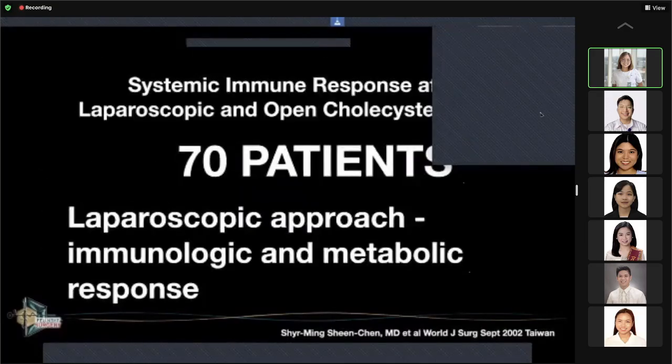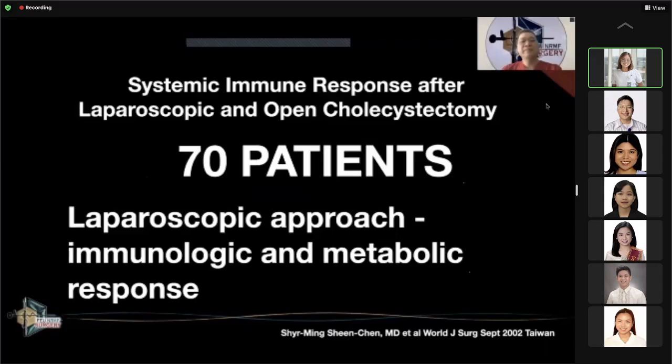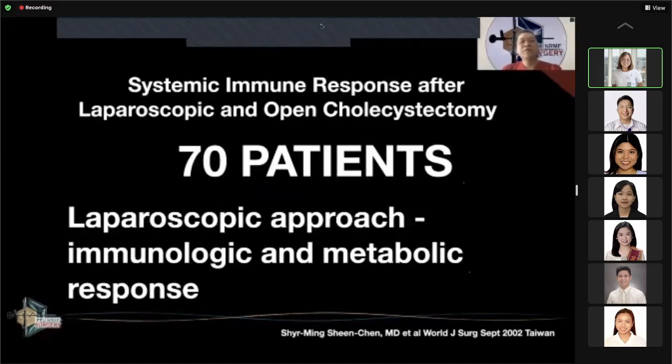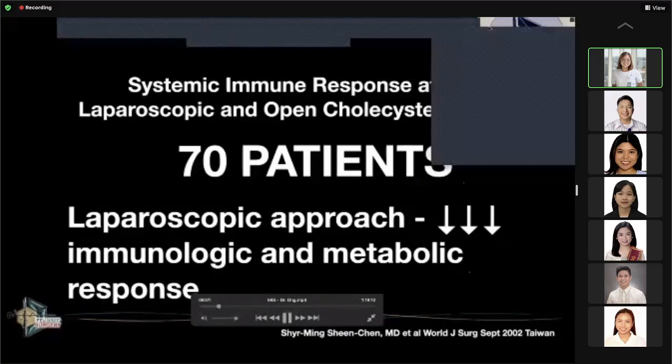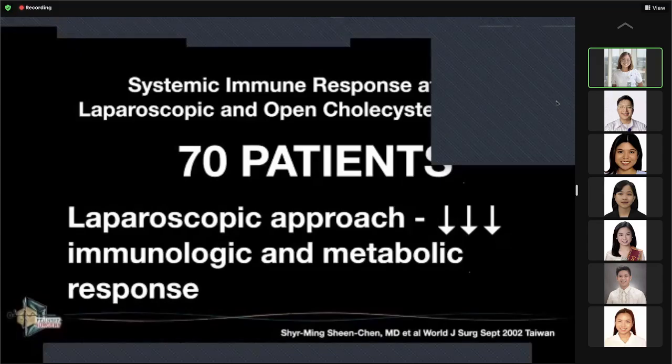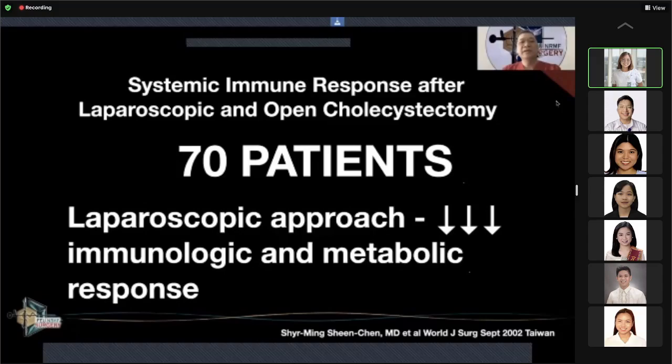So studies have shown that laparoscopic approach compared to open surgery has a decrease in the immune response and metabolic response. So you are familiar with the response to injuries, and the trauma that you inflict will produce a proportional effect, or even more, to the body. So in laparoscopy, since you are just operating on small incisions, the effect to the body is very minimal.